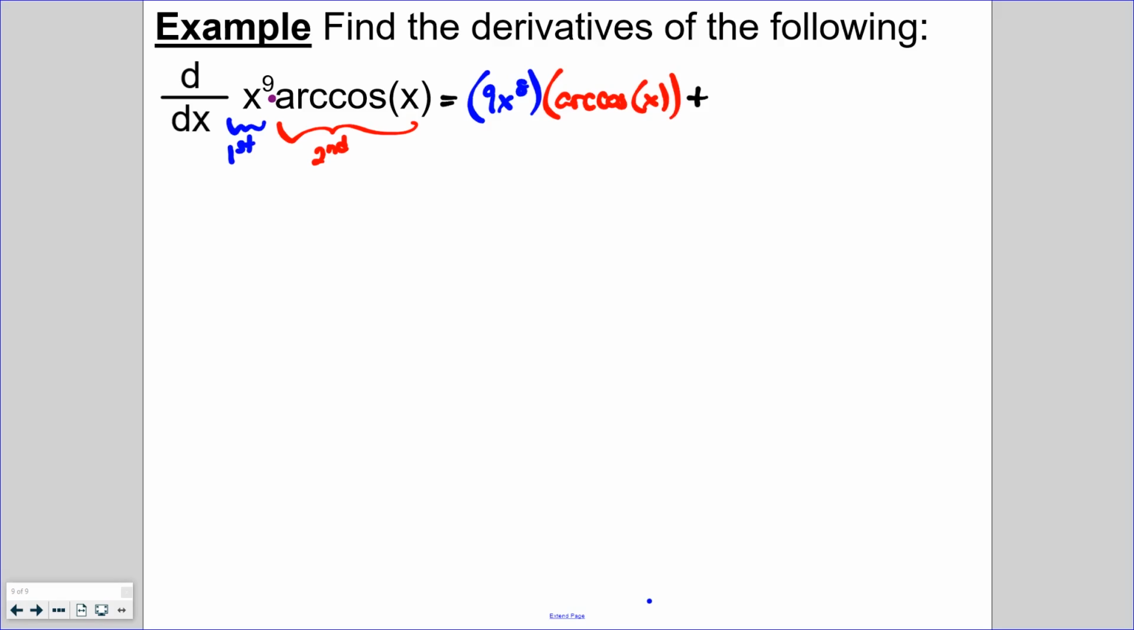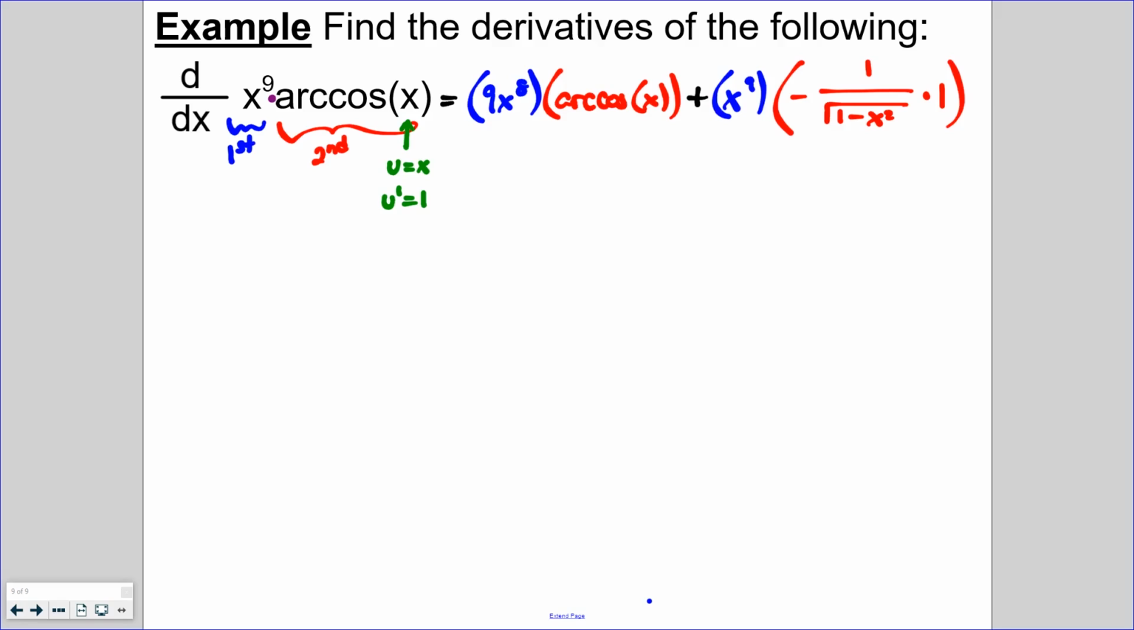Then we're going to leave the first function alone, x to the 9th, and then we need to multiply by the derivative of arccosine. Now with arccosine, we can see that our u value will be x, and our u prime then will be 1. So when we take the derivative, we're going to have negative 1 over the square root of 1 minus x squared times 1.